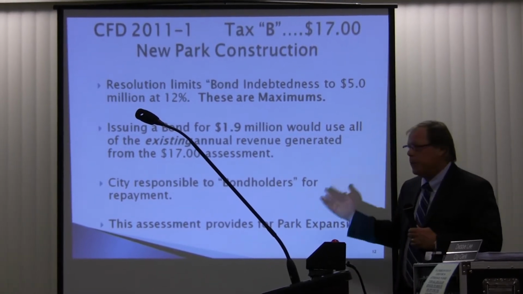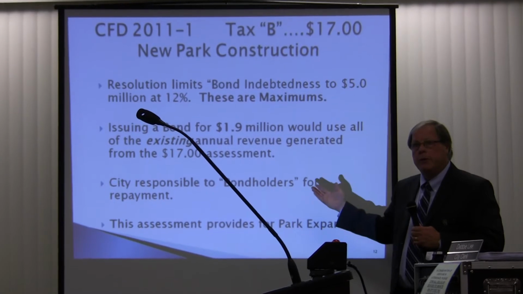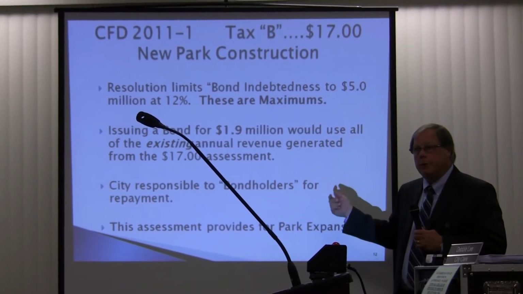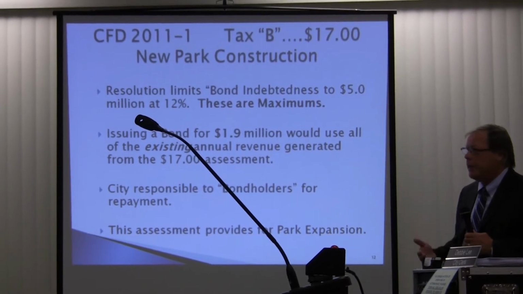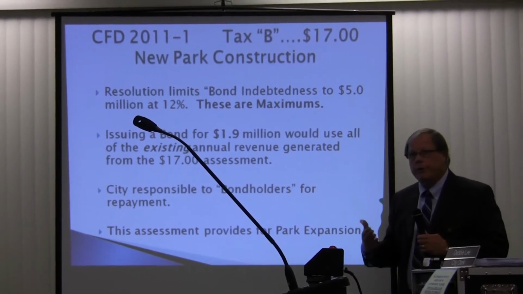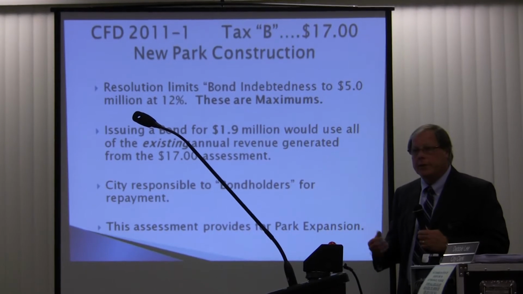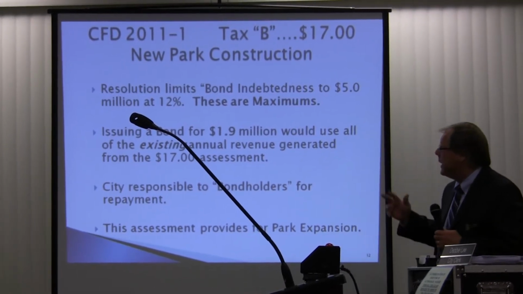Tax B. This is B for build. This is when you build. This is the money that will be used to build the new park. There's certain legal things you have to identify when you go through forming a community facilities district. One of those legal things is you have to set limits.